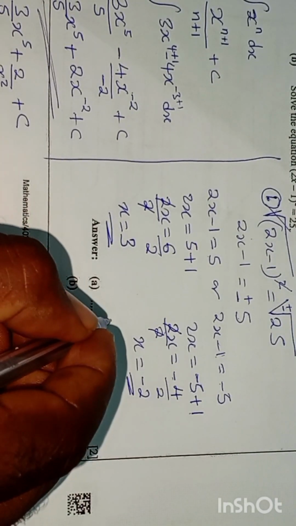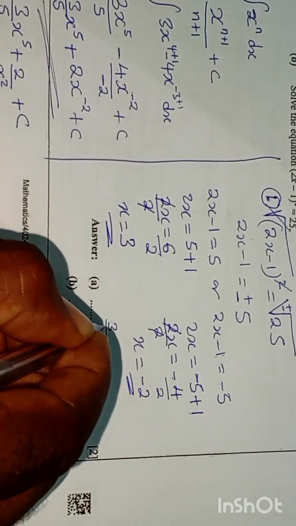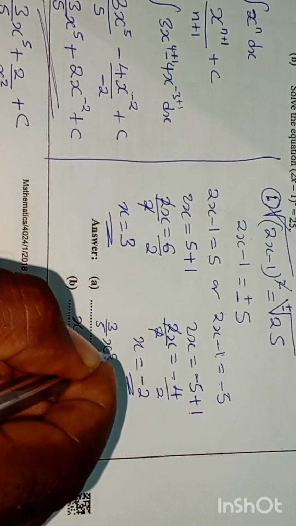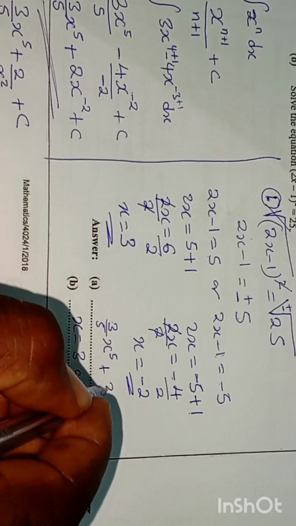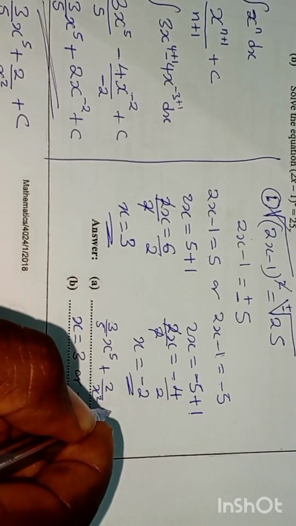Then here the integration was 3 over 5x to the power 5 plus 2 over x squared plus c.